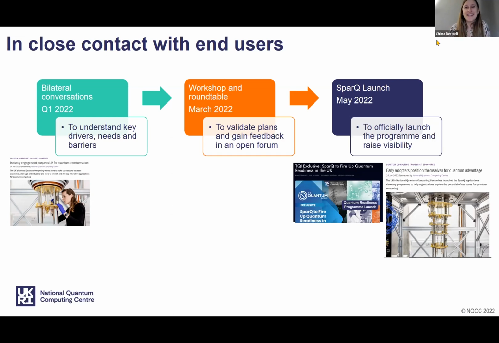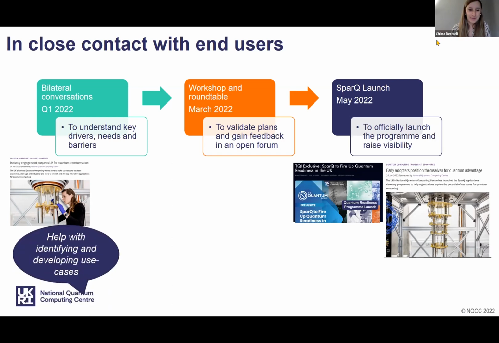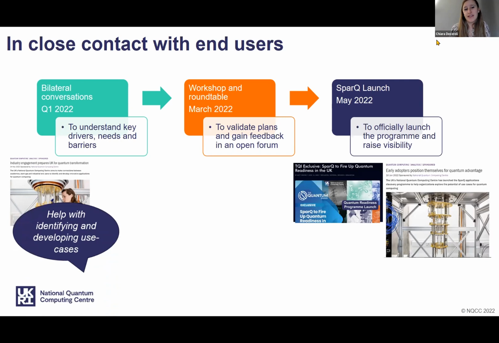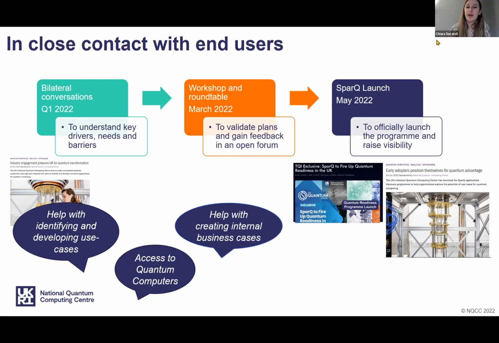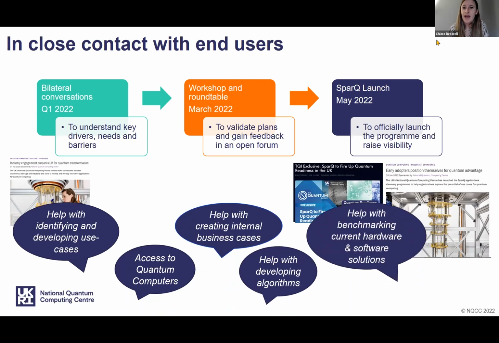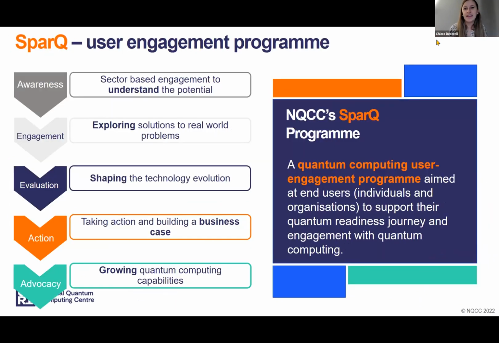So what were these needs and barriers that we kept hearing over and over again from the end users? They wanted help with identifying and developing use cases. They wanted help with access to quantum computers. They wanted help with creating internal business cases, help with developing algorithms, help with benchmarking the current hardware and software solutions, and help with upskilling and training. And so we took this feedback on board, and we tried to create a program that addressed all of these needs. And this is Spark.